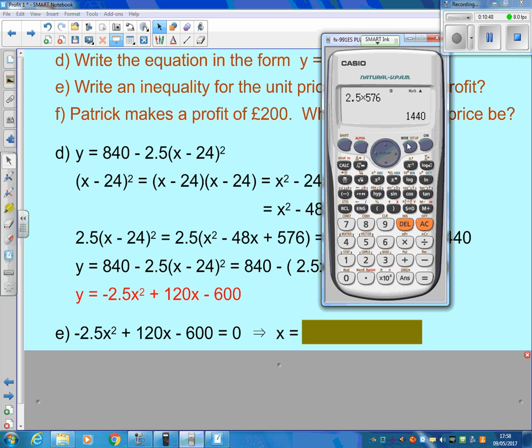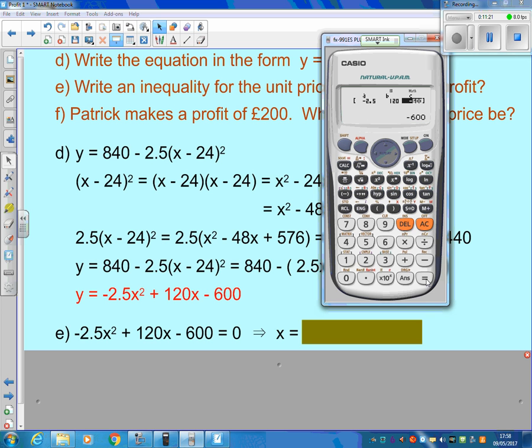mode, which is mode 5. So I go mode 5, which is equation. It's a quadratic, x squared, so I want 3. Mode 5, then 3. And then I go A, B, C. A is the x squared number, B is the x number, C is the number on its own. So A is minus 2.5, equals, B is 120. C is minus 600. Notice I need the signs. Minus 2.5, 120, minus 600.